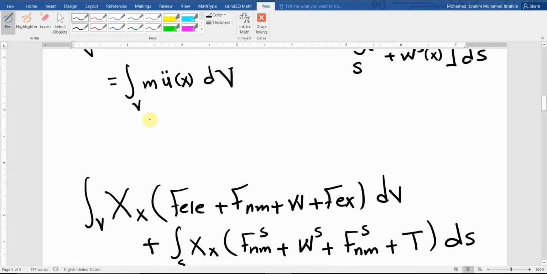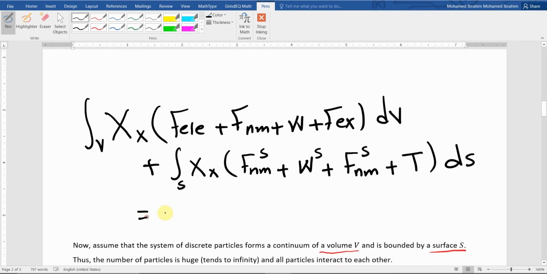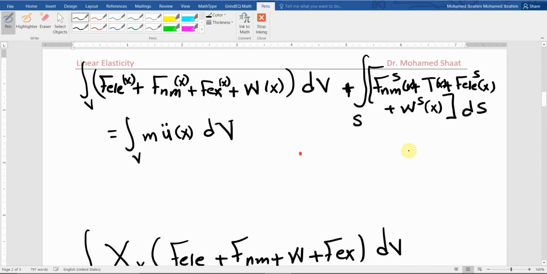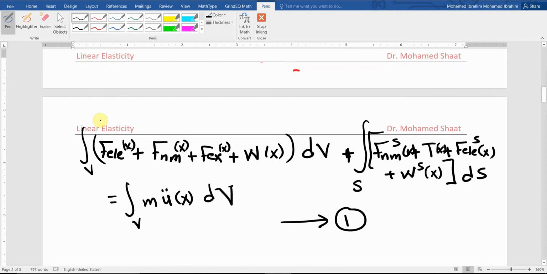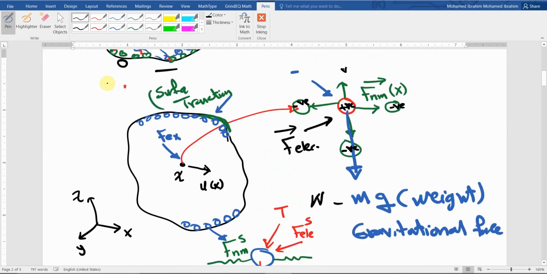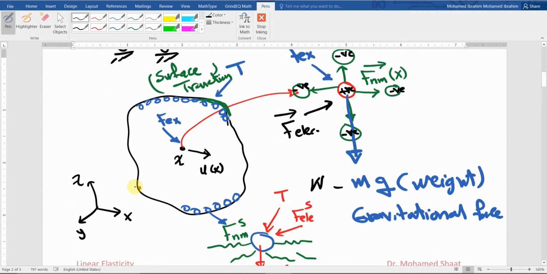Then this should be equal to, we're just gonna carry on this term, the integration over the volume of mu double dot cross x, dv. So this is gonna give us the second equation. So this is equation 1, and this is the second equation of equilibrium, or dynamic equilibrium, of the continuum, that is equivalent to the equations of motion of a discrete system of particles that we drafted up there. Make sense?